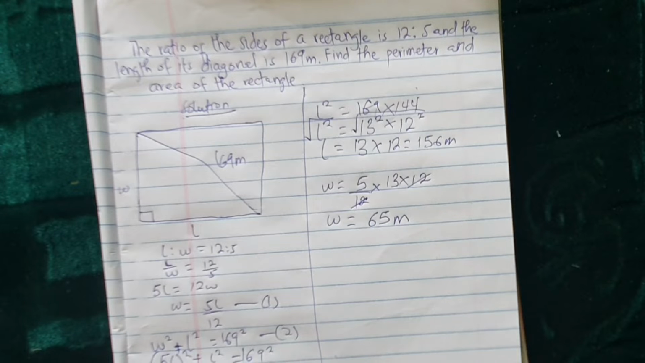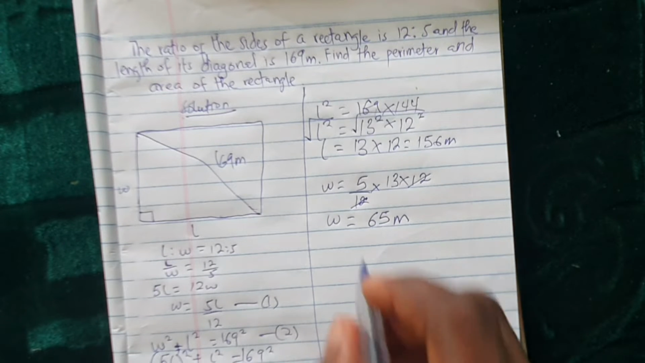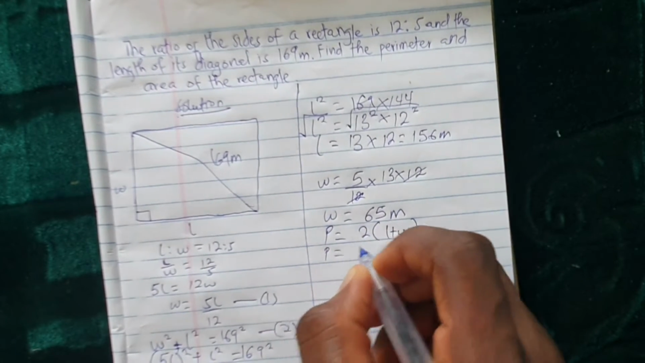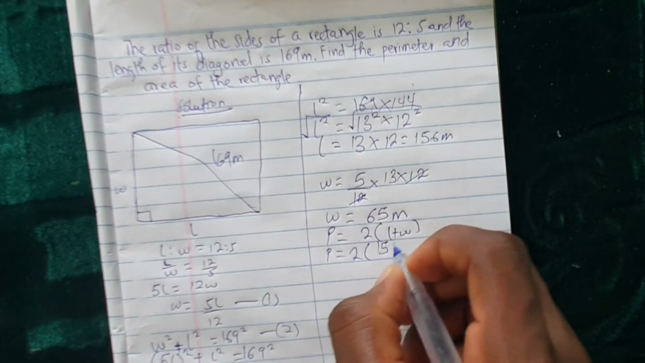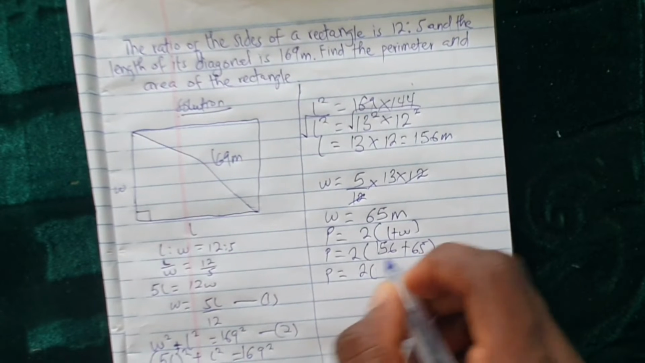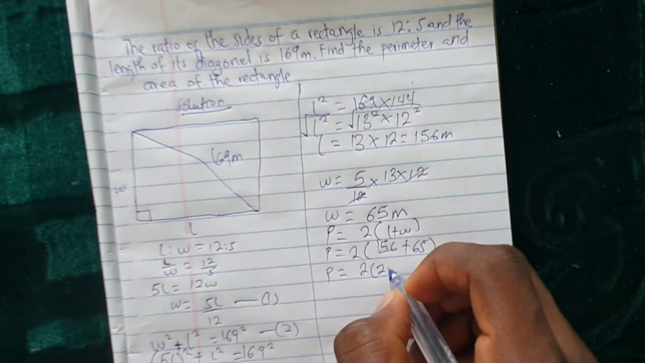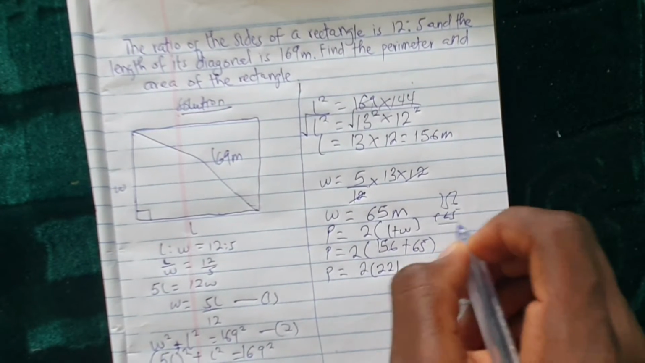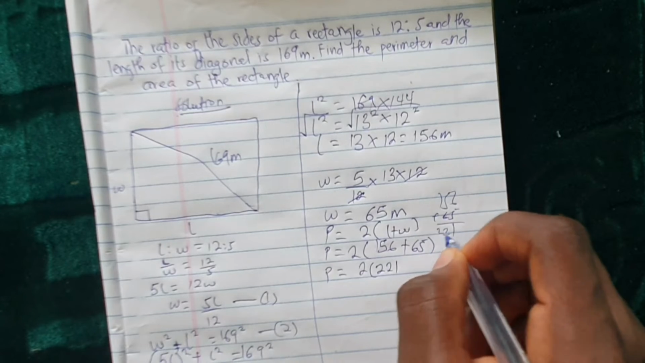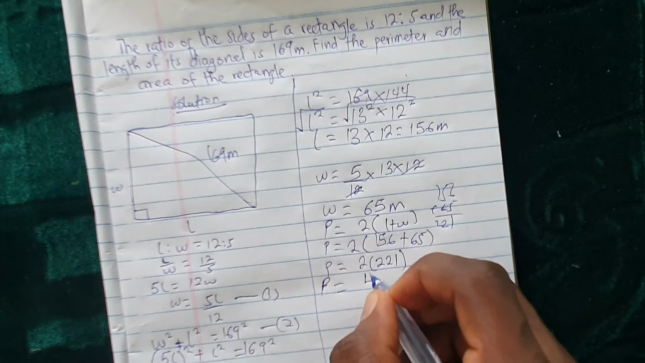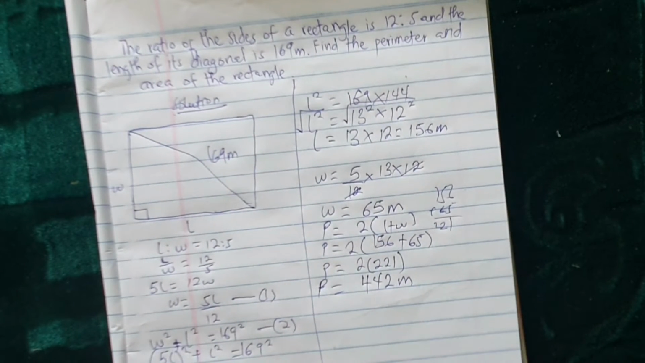So we can now proceed to find our perimeter and area. We know perimeter to be equal to 2 multiplying the summation of the length and width. Length is 156, width is 65, so the perimeter will be 2 multiplying. If you add this up, you get 221. So perimeter will be equal to 2 times 221, which is 442 meters. That will be the value of our perimeter.